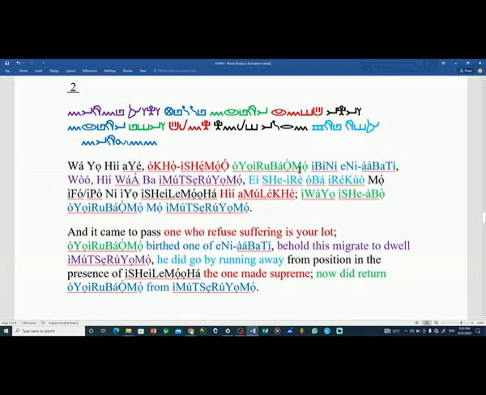So Oyo Yoruba Omo. Then Ibini Eni Abati. That is a child of Eni Abati. In their Hebrew dictionary, they call this one a view, people's view.